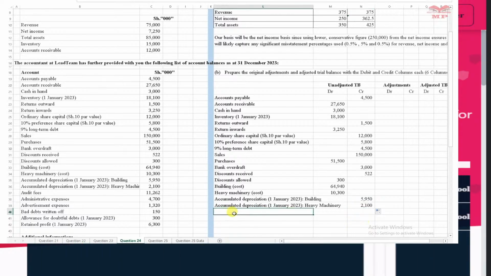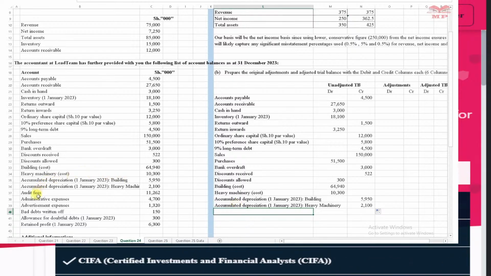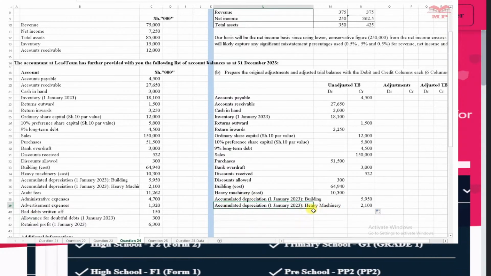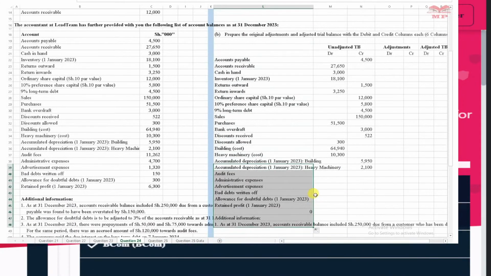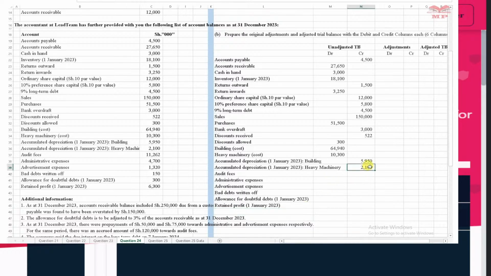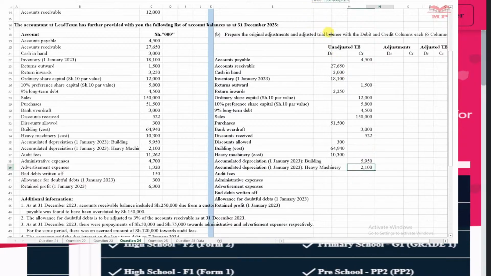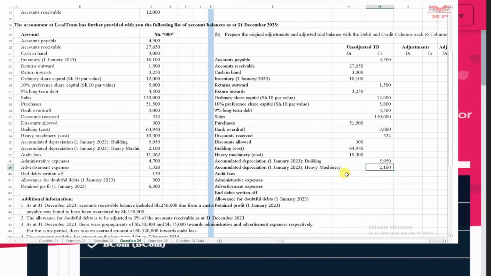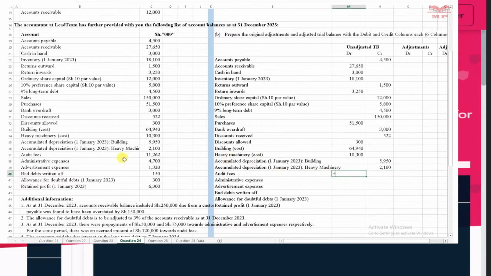And after accumulated depreciation, what are we talking about? All of these should actually be the audit fees. Yes, we do not want the additional information, delete. Don't want that. So after that, the audit fees is how much we pay outside. So the audit fees should be a debit balance, yeah. Yes, audit fees, 11,262.